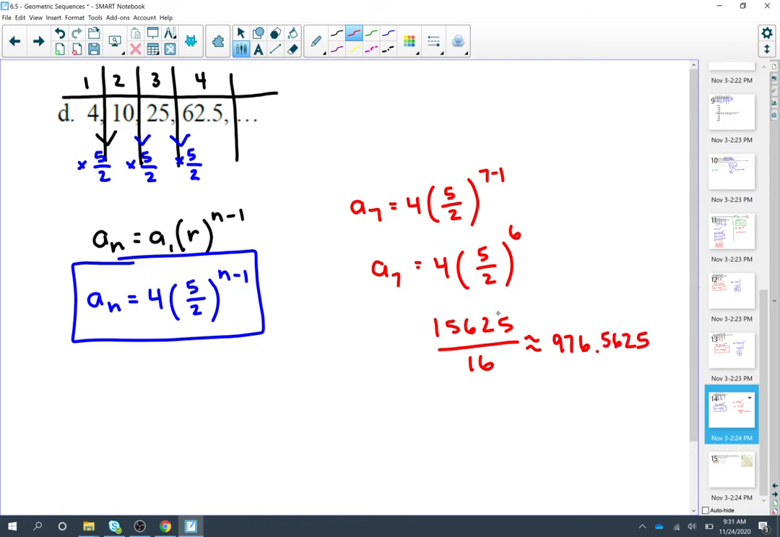And the reason I'm kind of okay with that is because you notice here they started using decimals. So if they start using decimals, you can make an argument for you using decimals. If they don't use decimals, you better not use decimals.